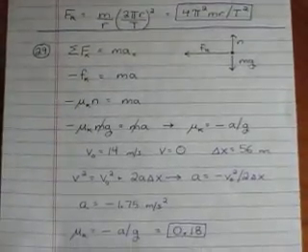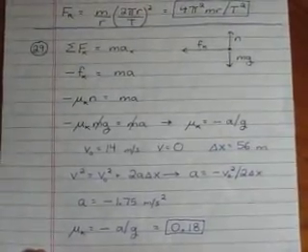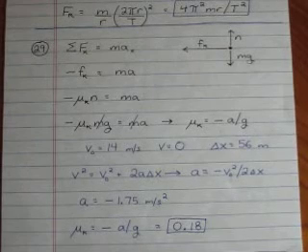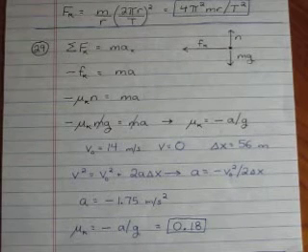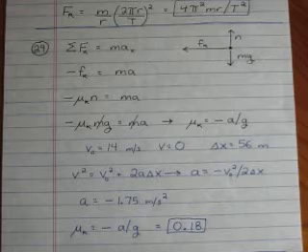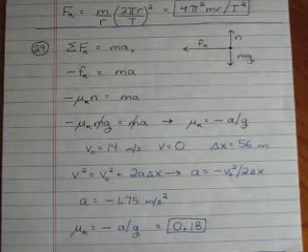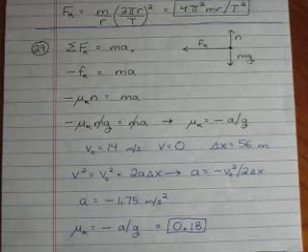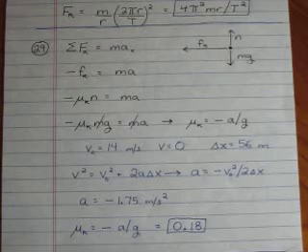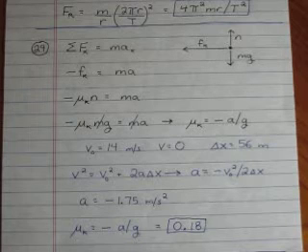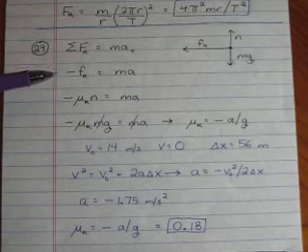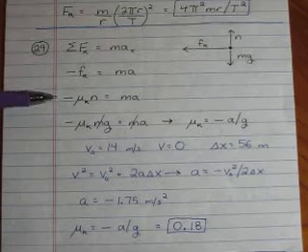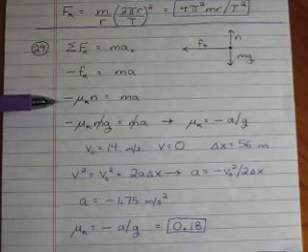Number 29, a hockey puck sliding across the ice. We see the force diagram, so the hockey puck is sliding to the right, therefore friction is going to the left. F equals ma in the x direction gives negative kinetic friction equals ma. Kinetic friction is mu sub k times the normal force.